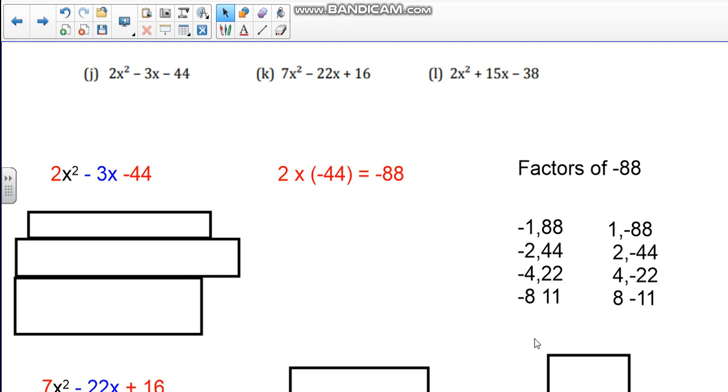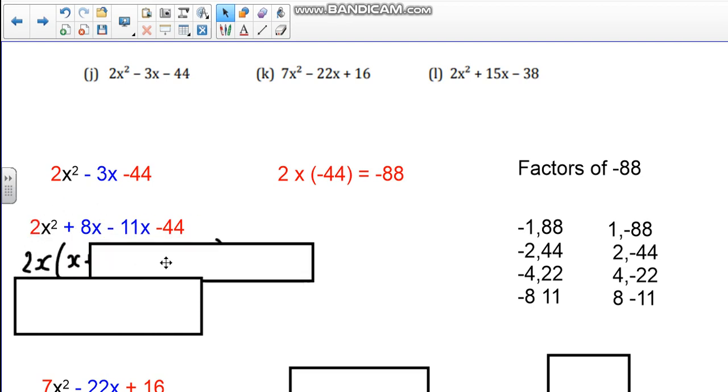So we've got all the factor pairs there. Now I'm looking for which factor pairs will add together to give me minus 3. So these top ones are too far apart. If we look to the bottom, we get minus 8 plus 11, it gives me plus 3, but I need negative 3, so it's got to be 8 and minus 11. So I've got 2x squared plus 8x minus 11x minus 44, and then I'm going to factorise these first two, so I can take a 2x out, and that leaves me with x plus 4. That's just the first two.